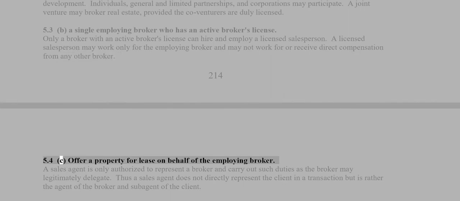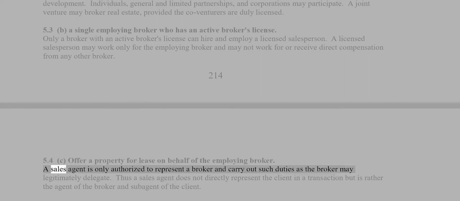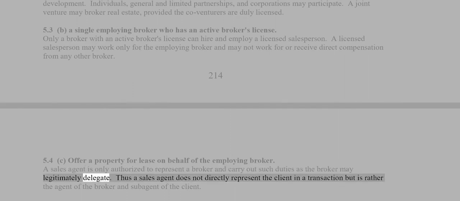5.4 C. Offer a property for lease on behalf of the employing broker. A sales agent is only authorized to represent a broker and carry out such duties as the broker may legitimately delegate. Thus, a sales agent does not directly represent the client in a transaction but is rather the agent of the broker and subagent of the client.